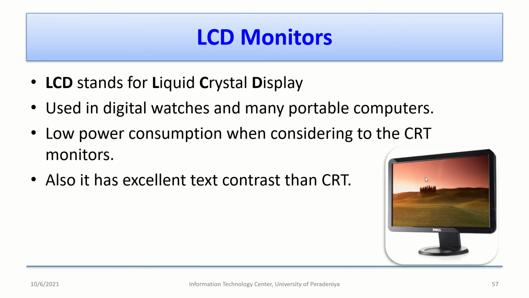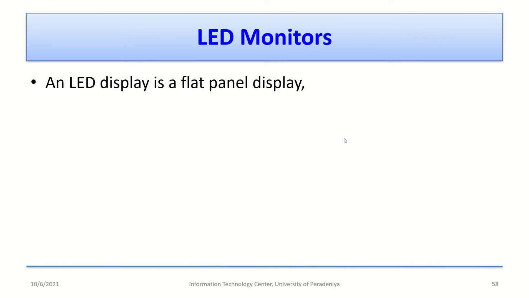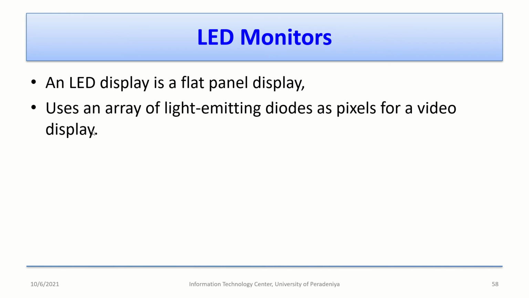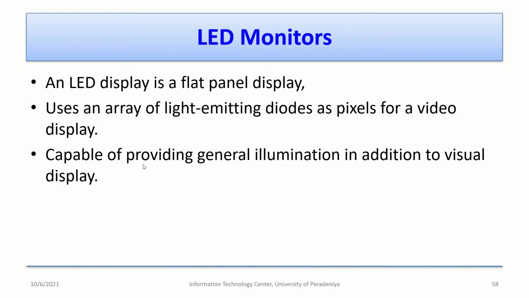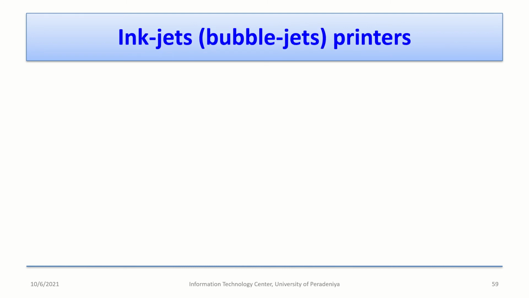Right? So like this. And nowadays we have LED monitors, right? An LED display is a flat panel display. In here it uses an array of LEDs or light emitting diodes as pixels for video display. It is capable of providing general illumination in addition to visual display, right? So by comparing to the CRT, the power consumption is very low in LED monitors, right?